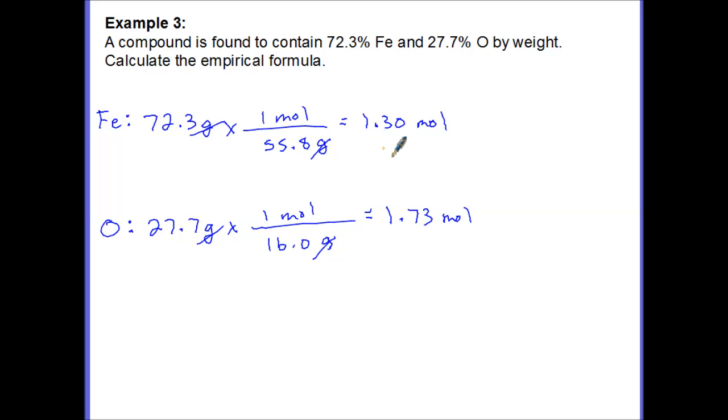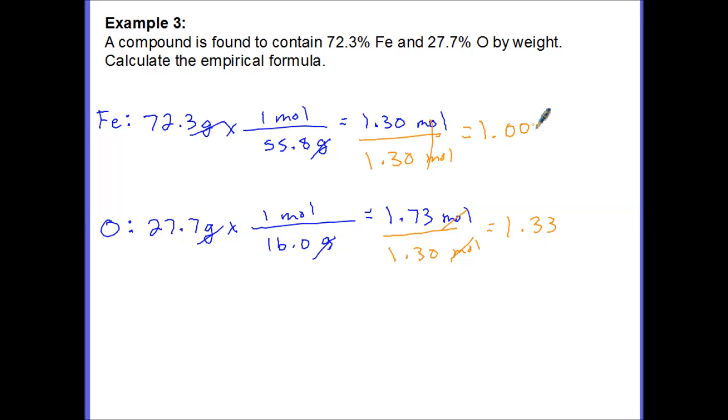Alright, so I'm going to divide both these by the smallest number. So the smallest number is 1.30, so I divide by 1.30 for the number of moles. That equals 1. Moles cancel out. Remember, this is going to be unitless because moles cancel. And divide by 1.30 moles on the bottom. It cancels out. And when I do this, I get 1.33. Here it's 1.00.